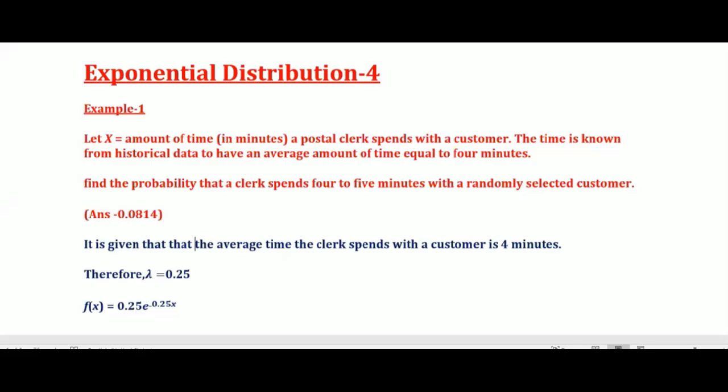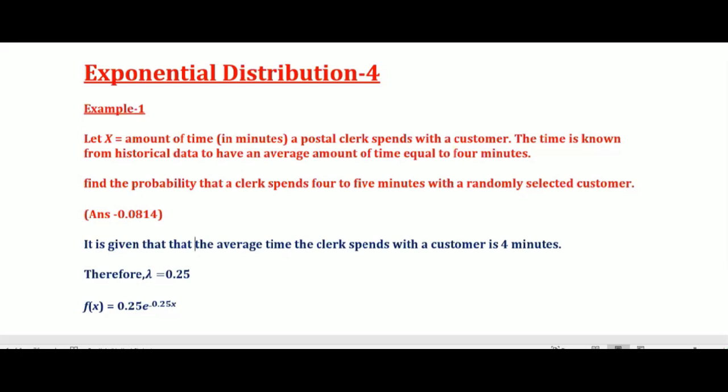Welcome all. I would like to start with an example. Just go through it. A random variable is the amount of time in minutes a postal clerk spends with a customer. The time is known from historical data to have an average amount of time equal to 4 minutes. That means we know that one has to wait on an average 4 minutes to get the service.